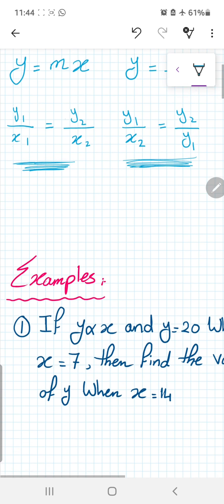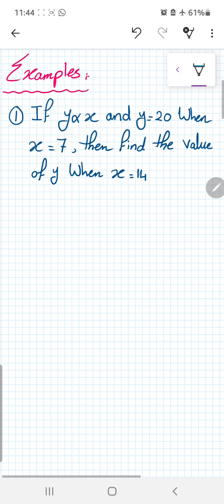Okay, we have some examples. Number 1, if y varies with x, here varies means direct variation. Why? Because y varies with x, and y equals 20 when x equals 7. Then find the value of y.